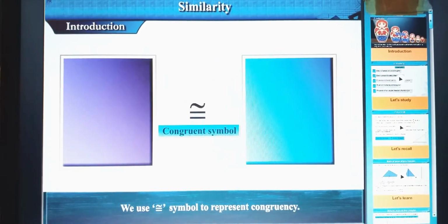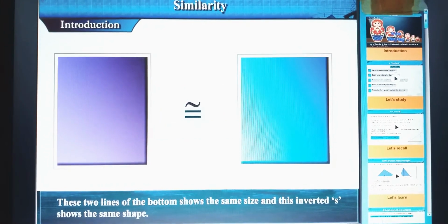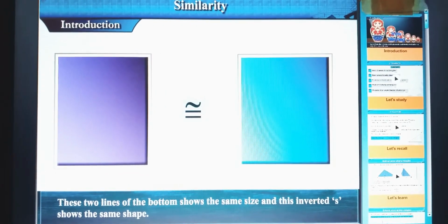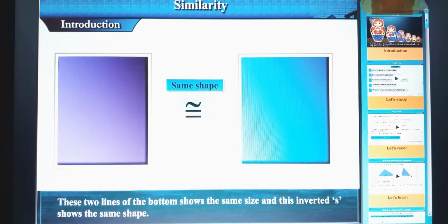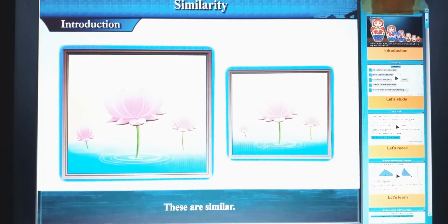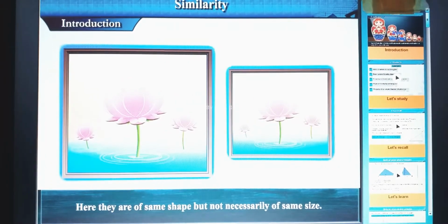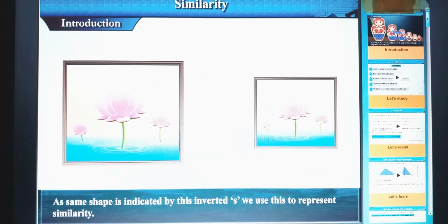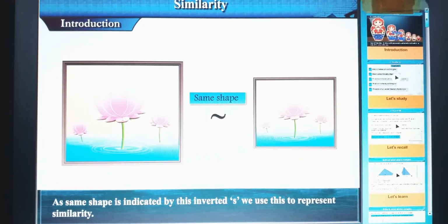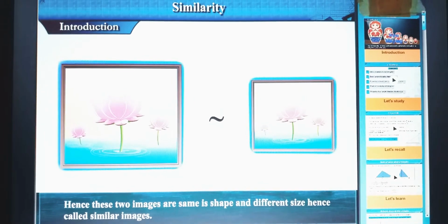We use the congruent symbol to represent congruency. These two lines at the bottom show the same size and this inverted S shows the same shape. Now look at these two pictures. These are similar. Here they are of the same shape but not necessarily of the same size. As same shape is indicated by this inverted S, we use this to represent similarity. Hence, these two images are same in shape and different in size, hence called similar images.